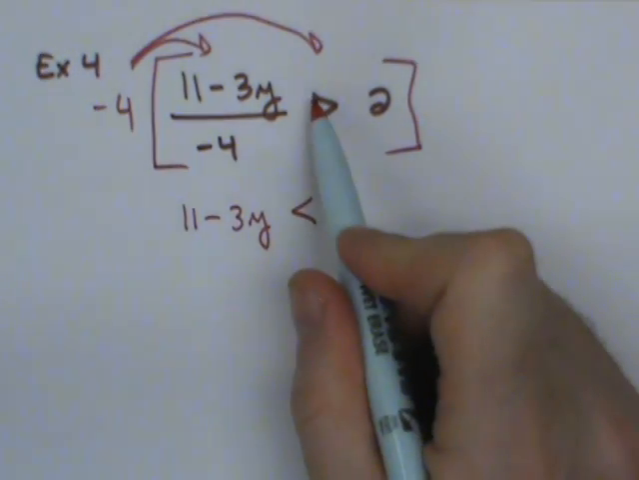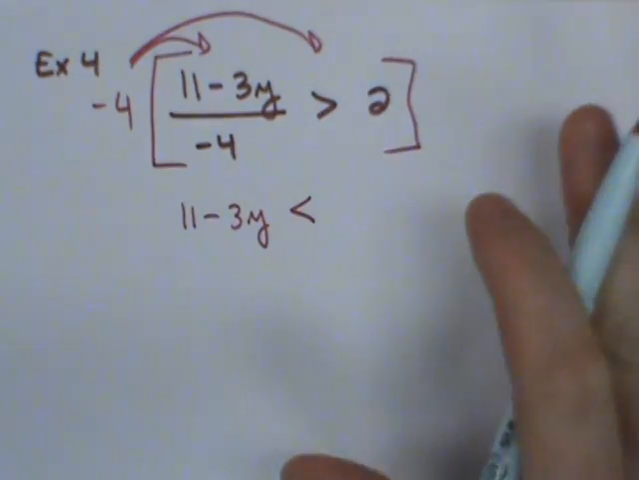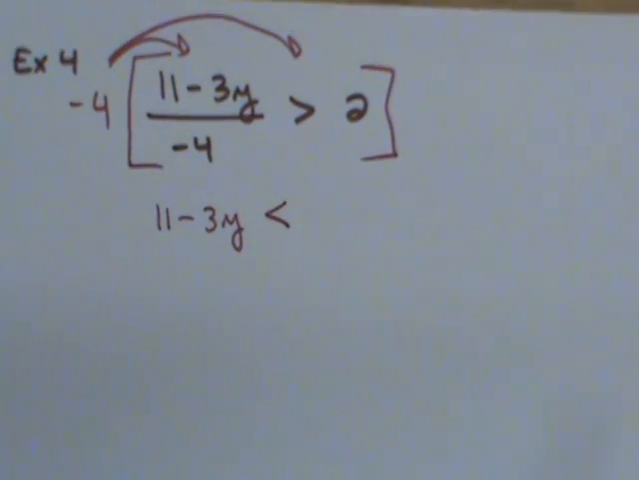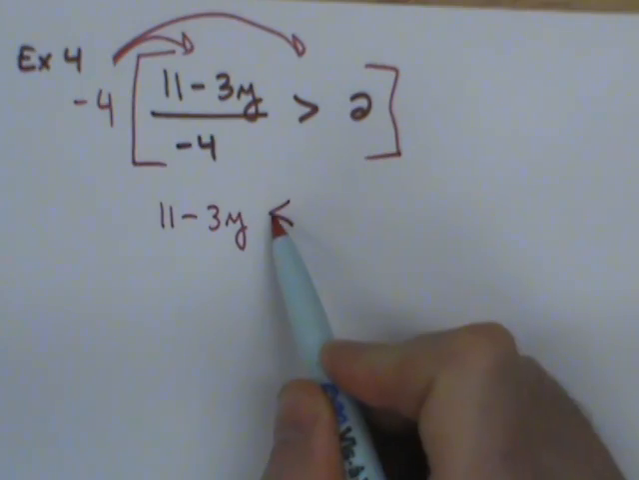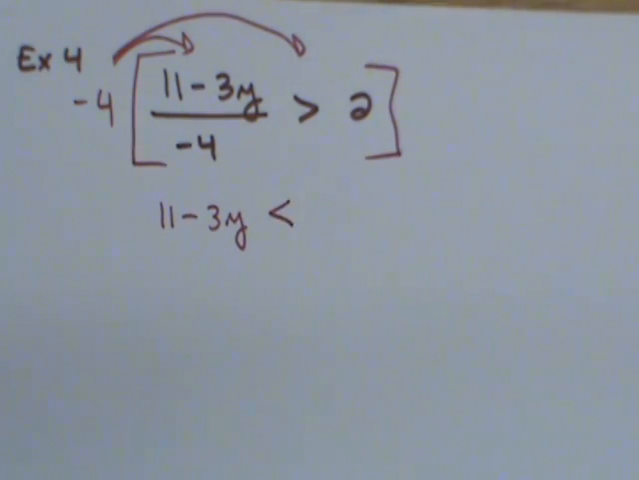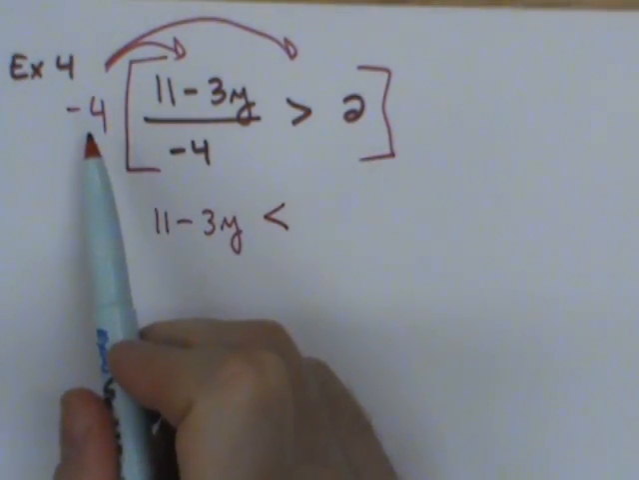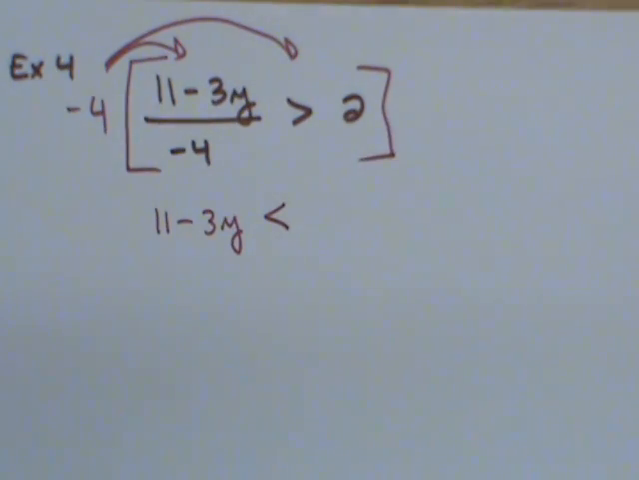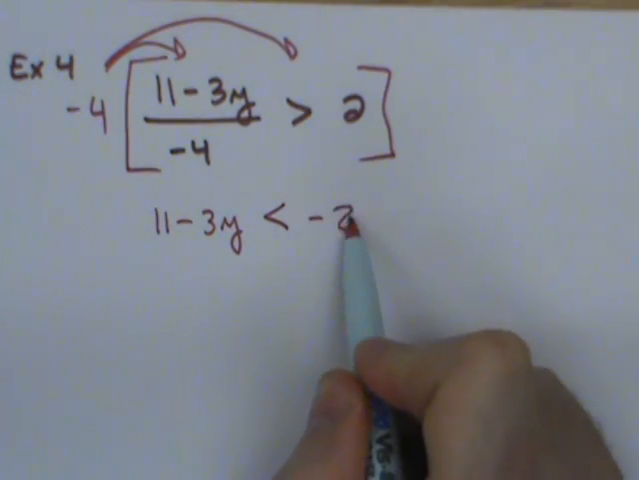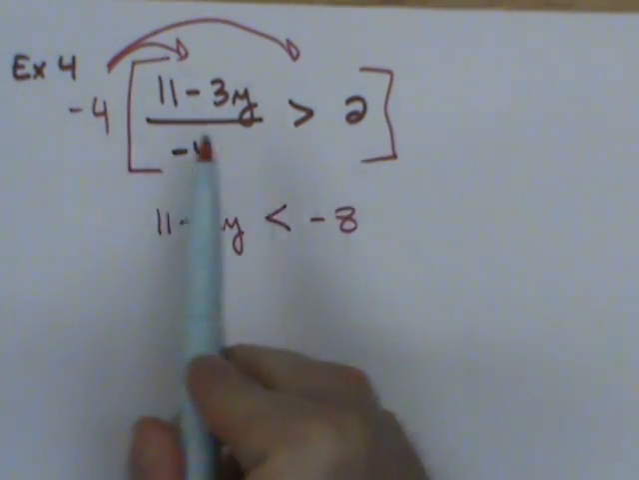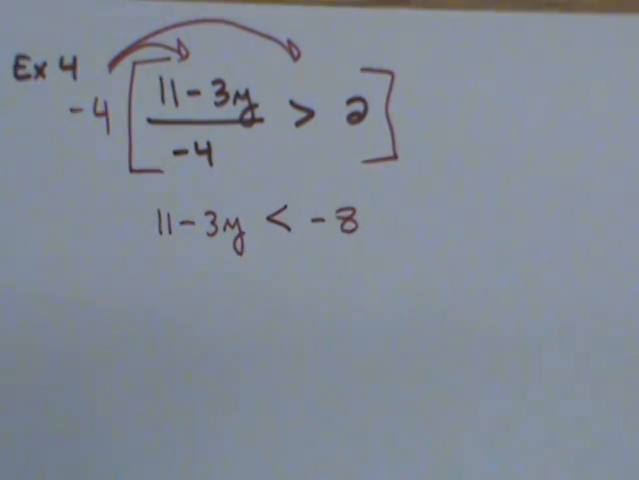And yes, you need to be able to pronounce these. If it points to the right, it's greater than. If it points to the left, it's less than. Left, less than. I almost see an L there. That's how I remember it. It looks like an L, so it has to be less than. And then, of course, negative 4 times 2 is negative 8. Because we multiplied by a negative, we switch the direction of our inequality.